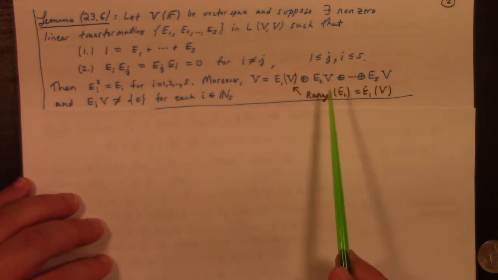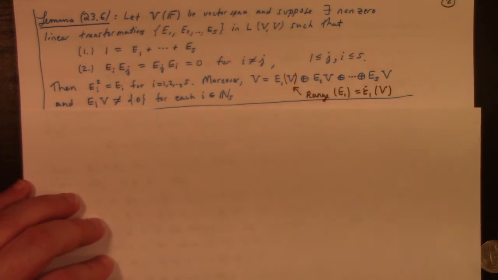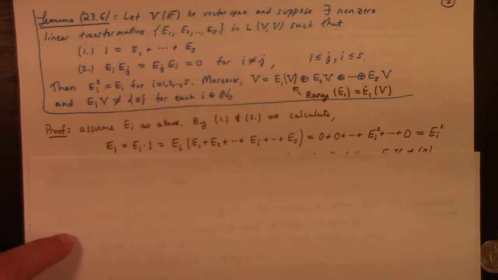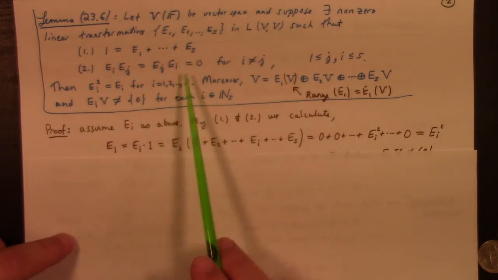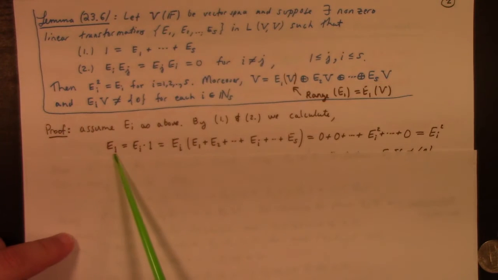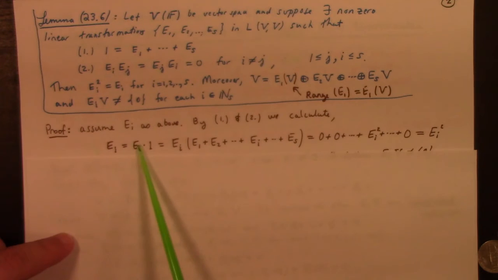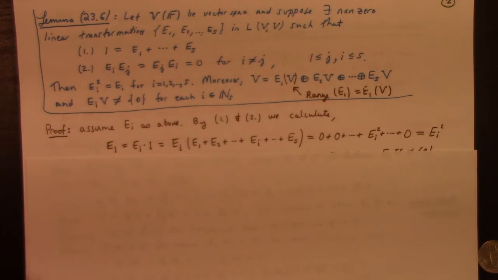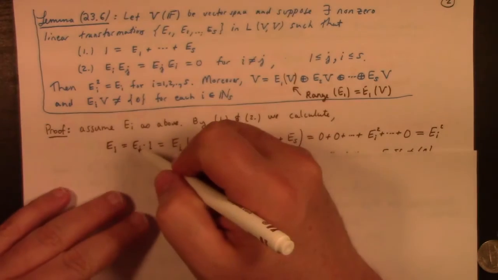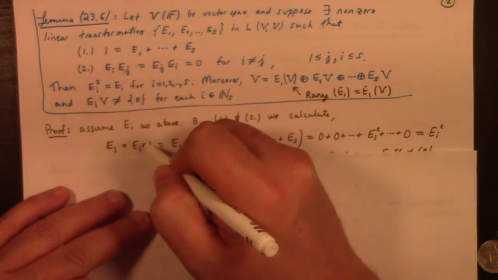All right. So how do you prove this? Well, it's actually pretty fun. If you have this data here, calculate Ei is equal to Ei composed with 1. You should really think of that as, it's not multiplication so much as it is, I guess it's multiplication in a certain sense, but it's composition to be more concrete.